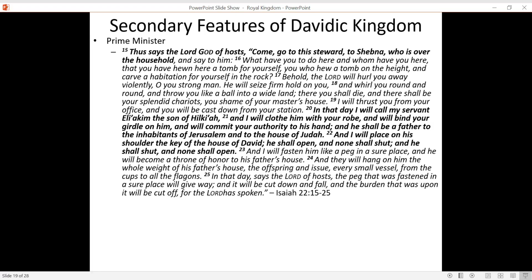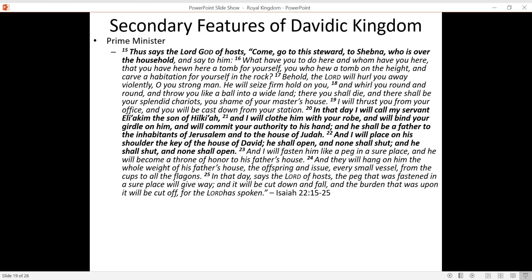But behold, the Lord will hurl you away violently, O you strong man. He will seize firm hold of you and whirl you around and round and throw you like a ball into a wide land. And there you shall die, and there shall be your splendid chariots, you shame of your master's house. So it's like, Shebna, you know you've been corrupt and you've been cheating, even though you've been given this elevated position and a place of trust.